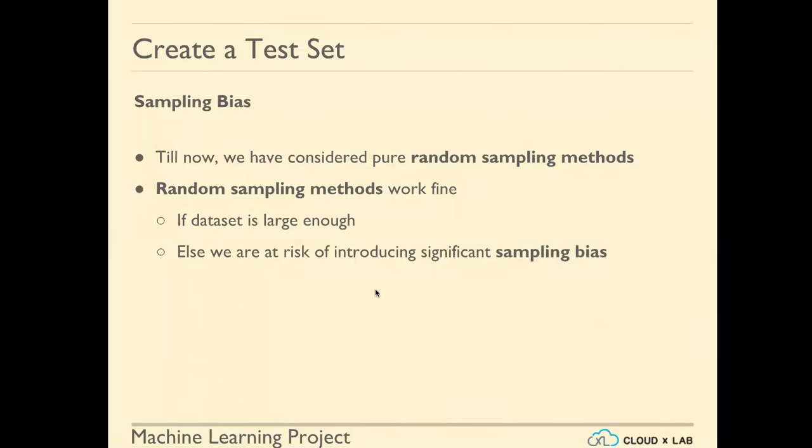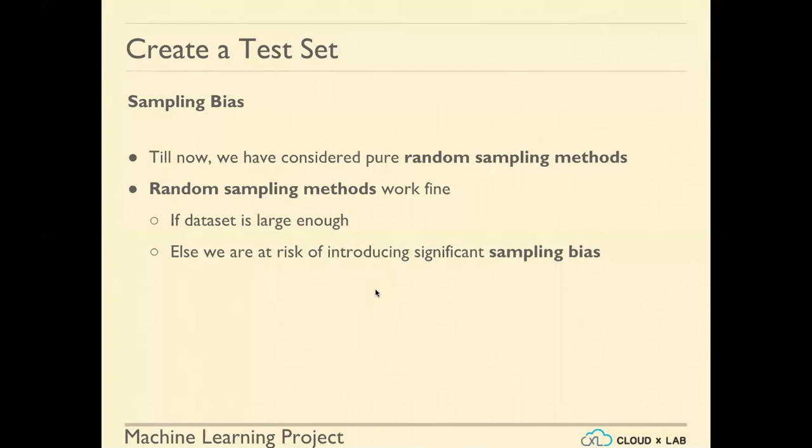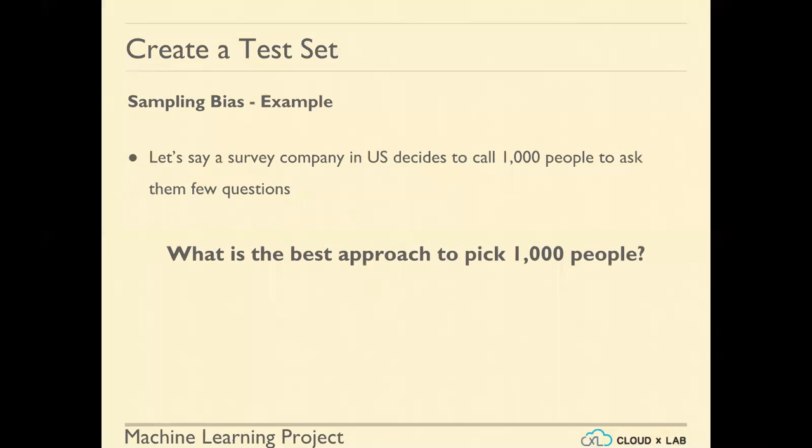Now, a very important aspect of the data. We always suffer with sampling biases. Just now what we did was pure random sampling, and pure random sampling works fine if the data is large. Else we have the risk of introducing significant sampling bias. Let me talk about this.